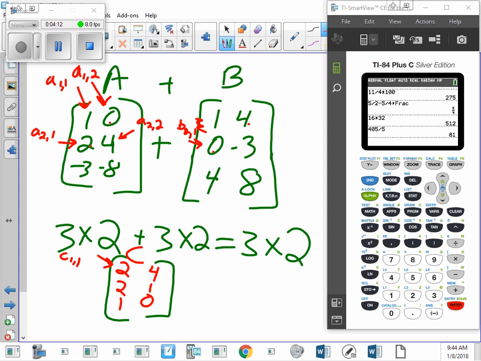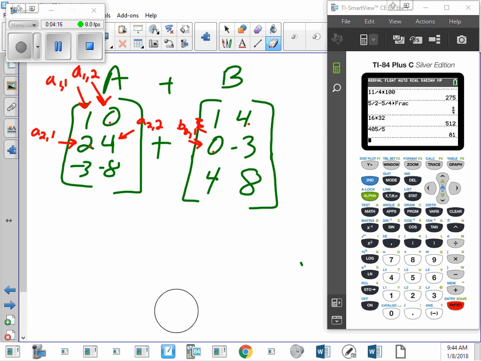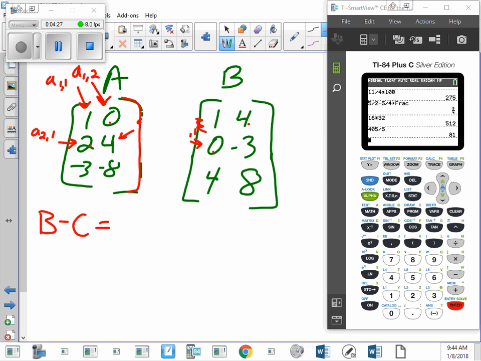So what you might see today is a series of matrices and then a set of instructions. So you might have an A, a B, and a C, and you might get something like matrix B minus matrix C. Or not C, we don't have a C anymore. How about A? Matrix B minus matrix A.